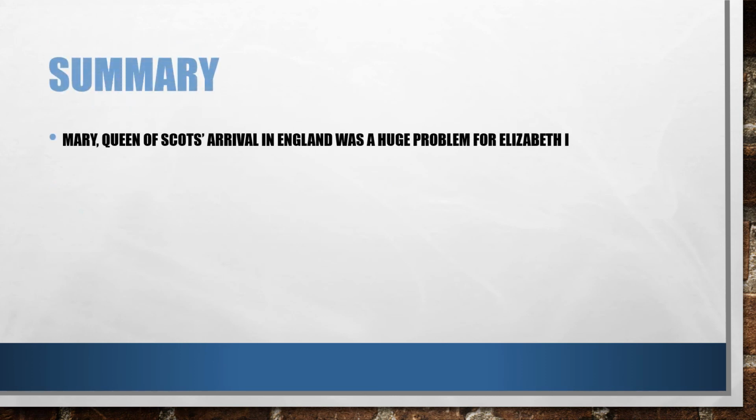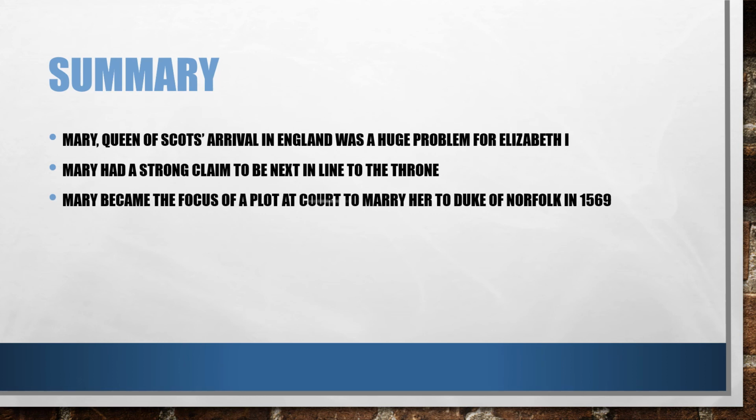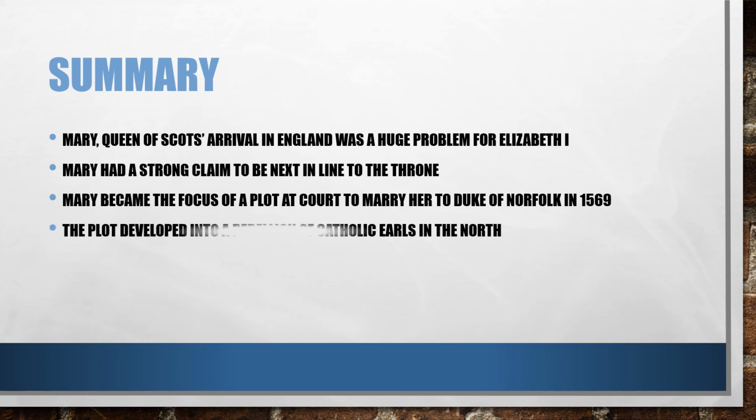So in summary, Mary Queen of Scots' arrival in England was a huge problem for Elizabeth. Mary had a strong claim to be next in line to the throne due to the lack of marriage and a lack of heir from Elizabeth herself. And Mary becomes the focus of a plot at court to marry her to the Duke of Norfolk in 1569. The plot develops into a rebellion of Catholic earls in the north, which is the Northern Rebellion, which we cover in the next episode.